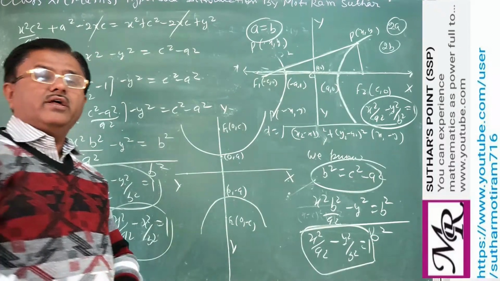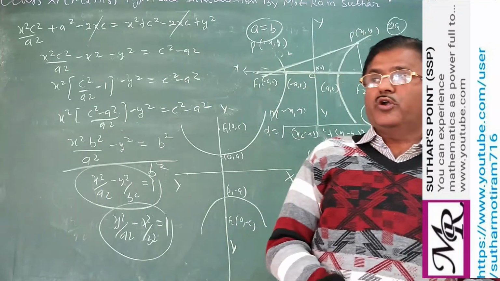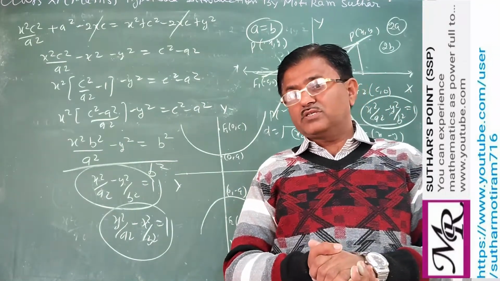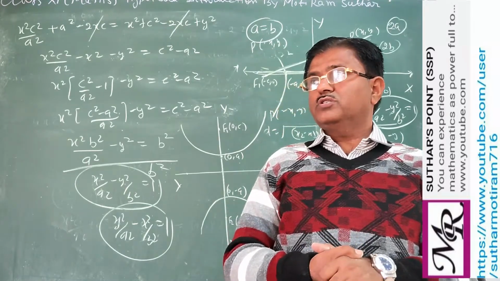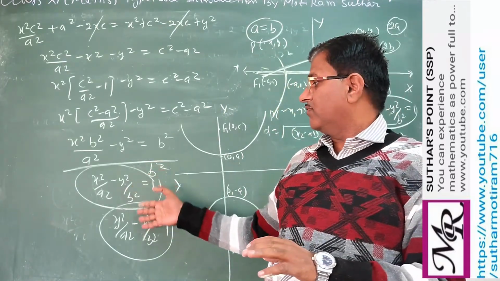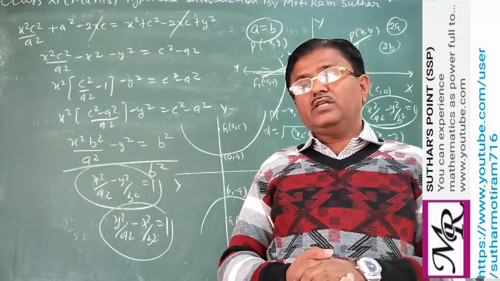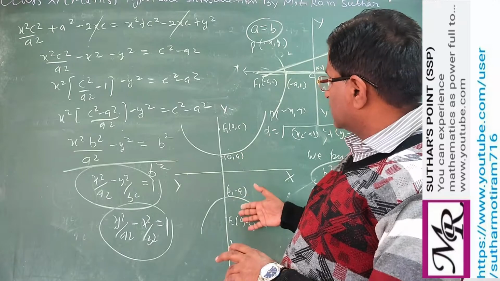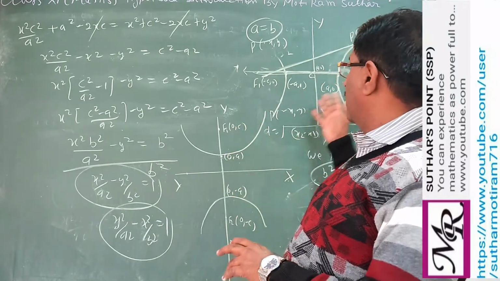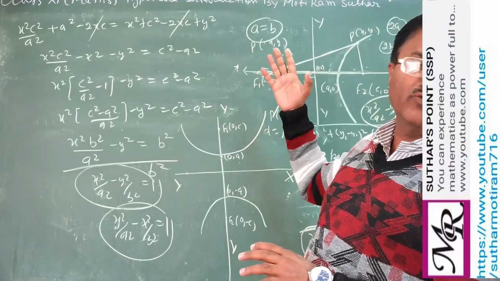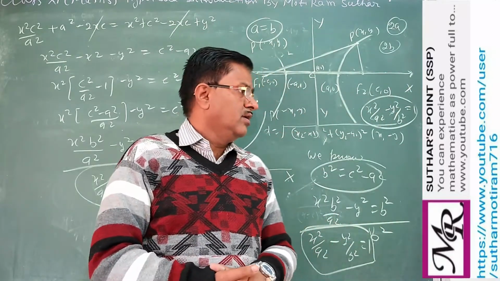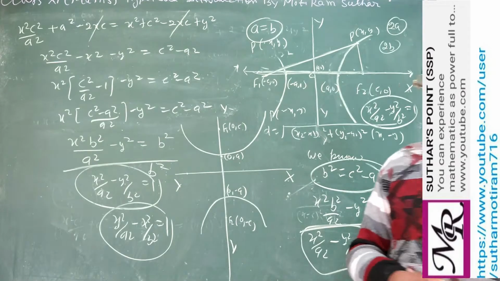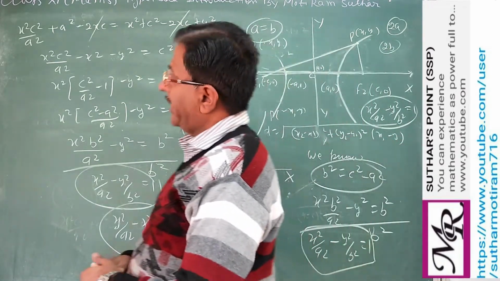So dear student, it is very important that you identify which type of shape is given, and according to the type, we write the formula. After getting the formula, you have to identify how to find the coordinates of the foci, and also how to find the length of the transverse axis and the length of the conjugate axis.